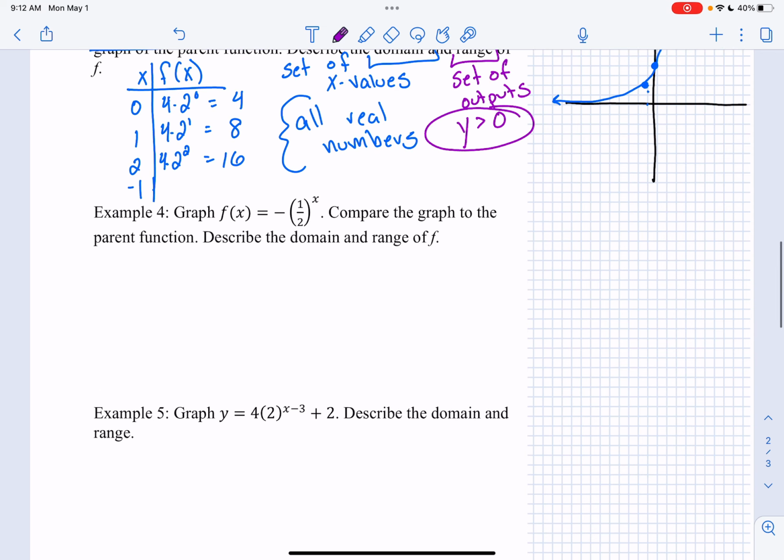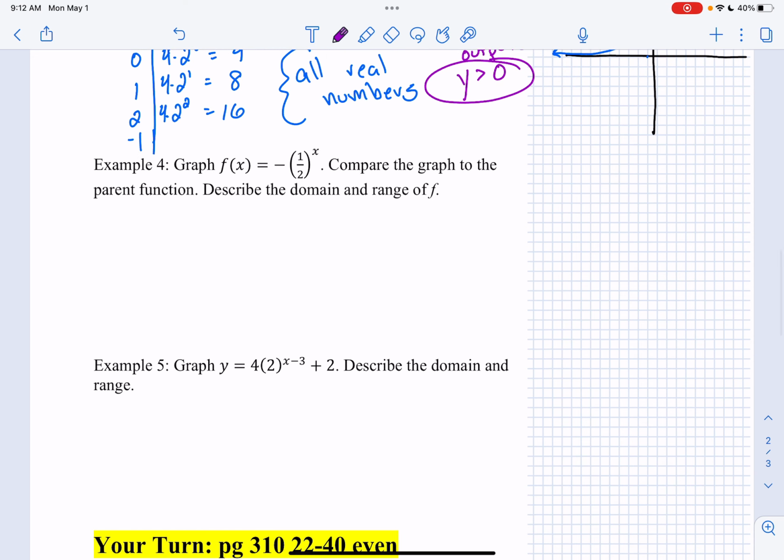Okay, next, let's go ahead and look at this next one. Here we have (1/2) to the x, with a negative sign in front. So again, I'm going to create a table of values. So my x, my y, when I put in a 0, I get -1/2 to the 0, which would be -1. Okay. When I plug in a 1, I get -1/2 to the 1, which is -1/2. Okay, so we can go ahead and graph these guys over here.